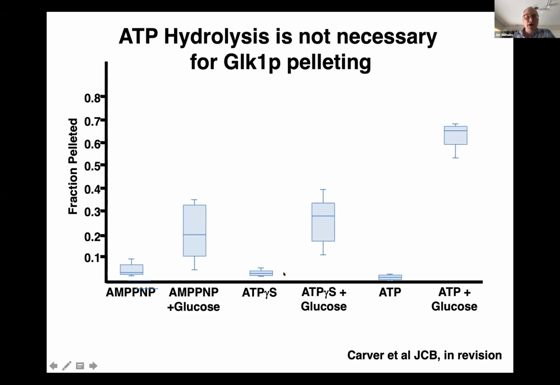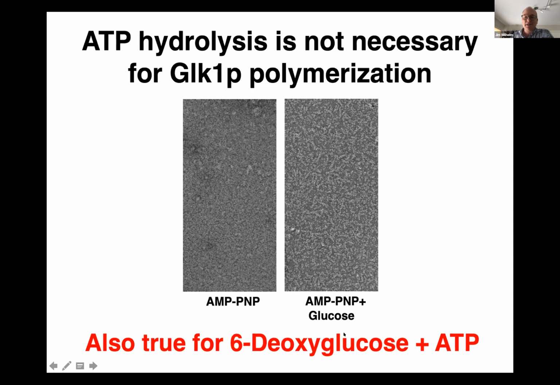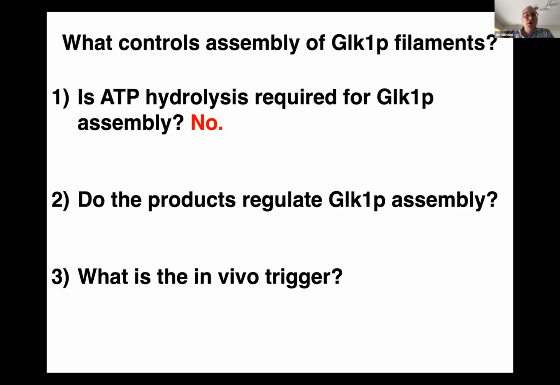Basically, using a variety of non-hydrolyzable analogs, you can see that we only got pelleting when both substrates were present. So if glucose is in the presence of either a non-hydrolyzable ATP, such as AMP-PNP or ATP gamma S, we got polymerization, although it was less than what we see with ATP and glucose. And just to show you what these filaments look like, they, again, are forming filaments. Now, one of the reviewers on our paper was concerned about the low level of hydrolysis of these non-hydrolyzable analogs. So we've also done this with 6-deoxyglucose, which can bind to glucokinase, but can't receive the phosphate upon hydrolysis. Is ATP hydrolysis required for glucokinase assembly?